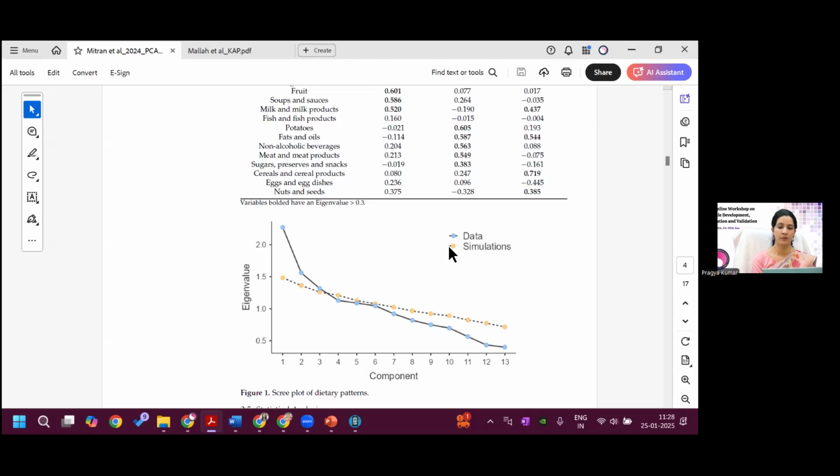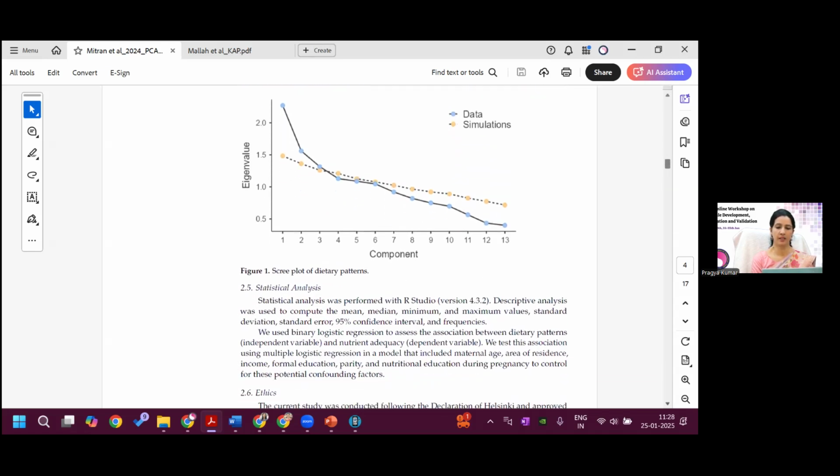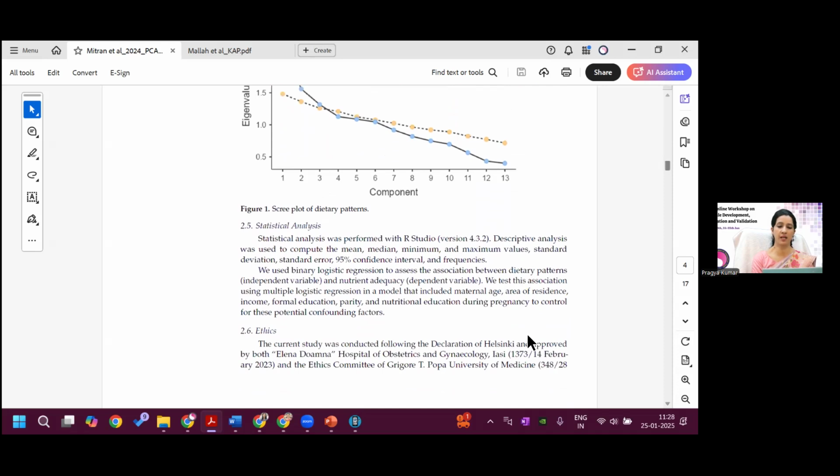I'll show you. You can see they have taken eigenvalues more than 1.3. And we know that from the parallel analysis, you should take the eigenvalue which lies above the graph of the simulation. So there are three principal components, 1, 2, and 3. And they have done the statistical analysis. Yes, they have also done it with R Studio. Can you see R Studio?